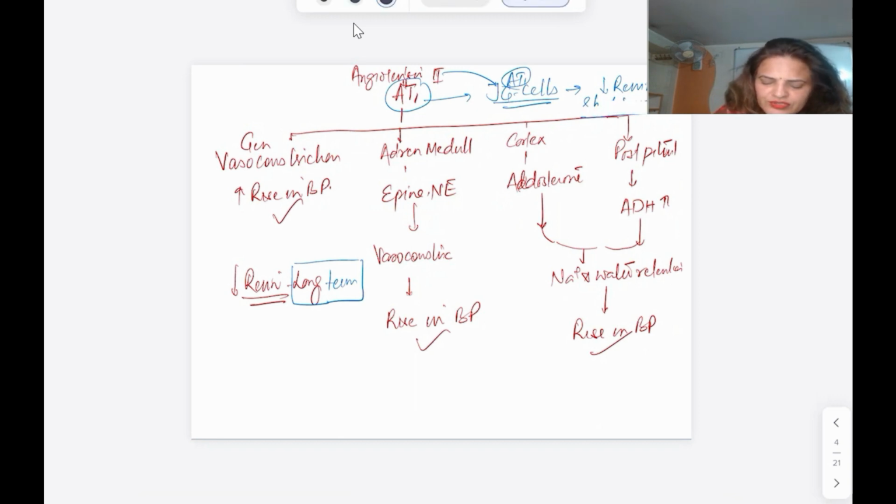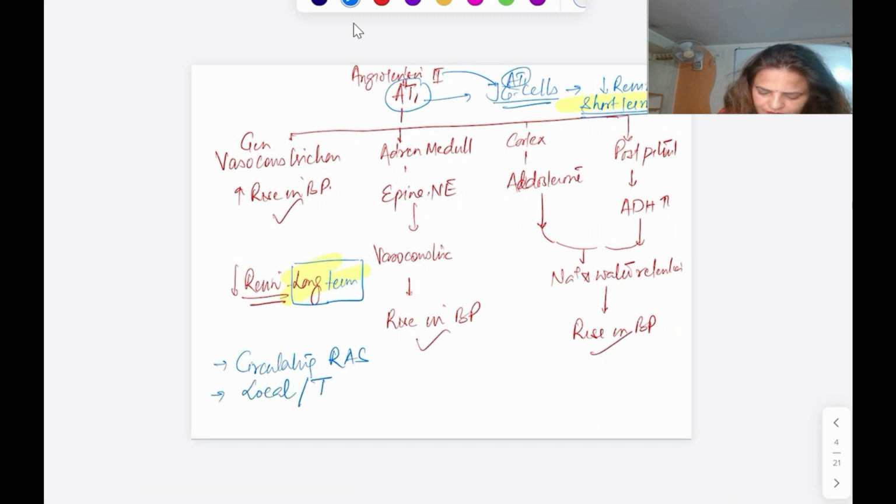So two negative feedbacks are there. One is short term, another one is long term. Short term, by activating the AT1 receptor on the JG cell, inhibits the further release of renin, whereas long term inhibits the renin release once there is a rise in blood pressure. So this is all about the circulating RAS.